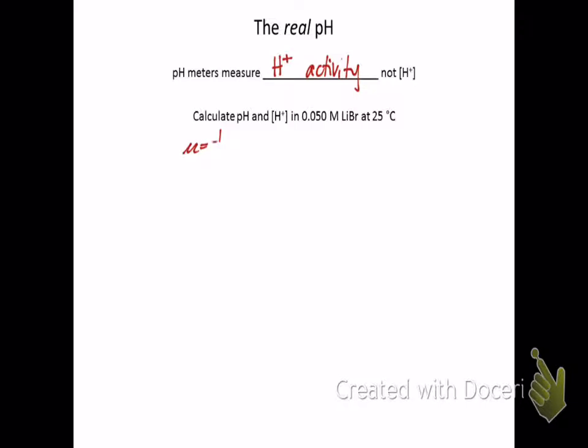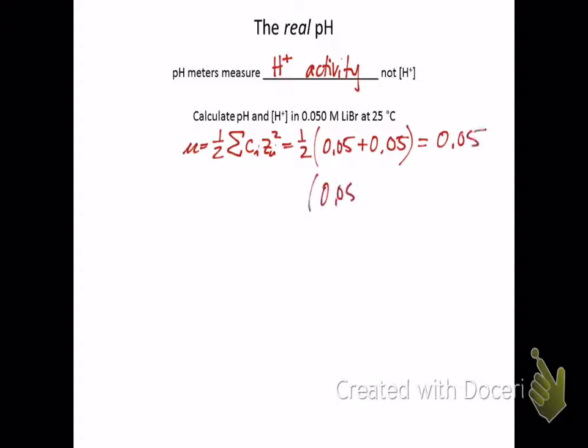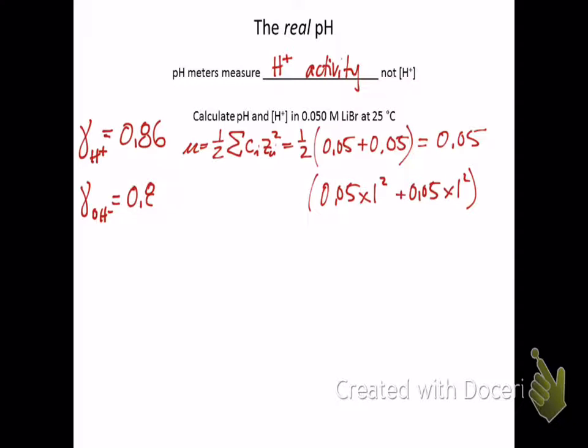So let's start with our ionic strength. Mu is equal to 1/2 the sum of Ci Zi squared. So I place in here each of the ions and each of their concentrations. And notice that for lithium bromide, each of the charges is 1. So in the version I've listed below of the equation, 1 squared is just 1, so I didn't include it in the original. We get a gamma value for H plus and OH minus out of the table. These values are 0.86 and 0.81 respectively.